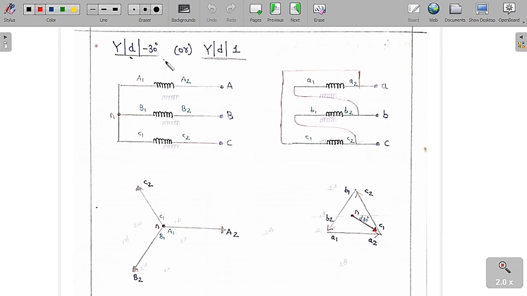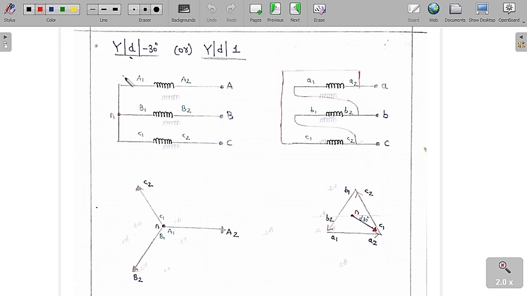Minus 30 means, simply, it is also called the 1 o'clock. It means that the low voltage winding phase voltage is going to lag the high voltage winding phase voltage. So simply we can say that the low voltage phase voltage is going to lag the high voltage phase voltage.